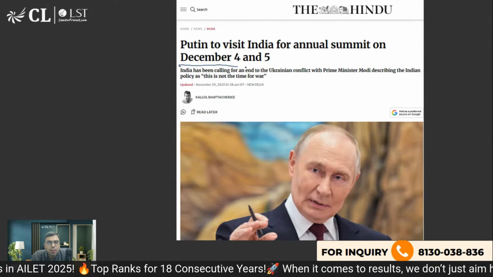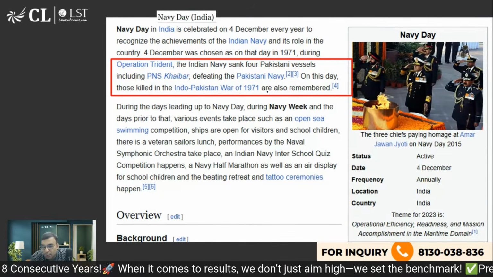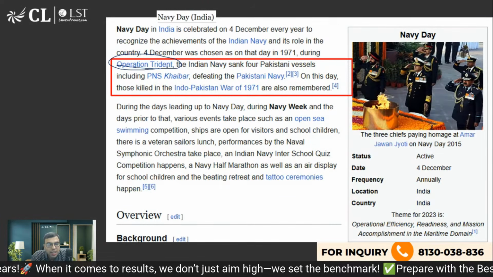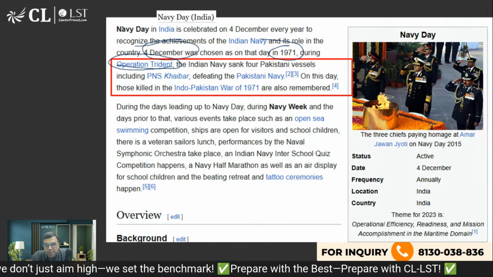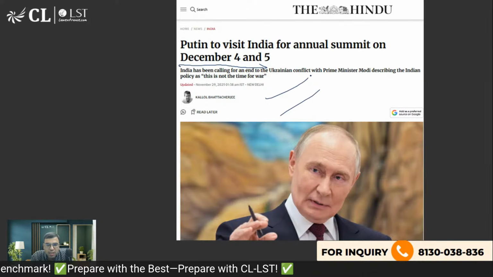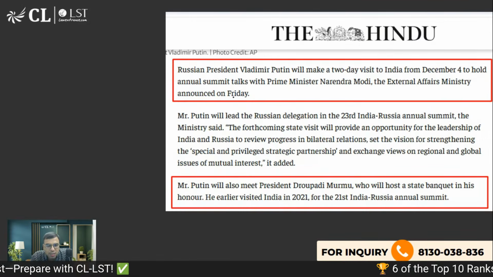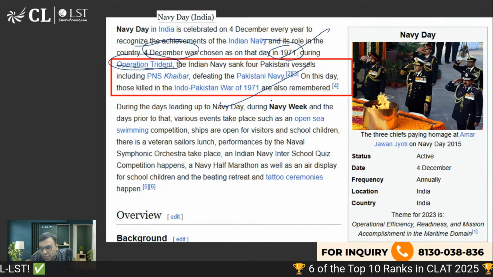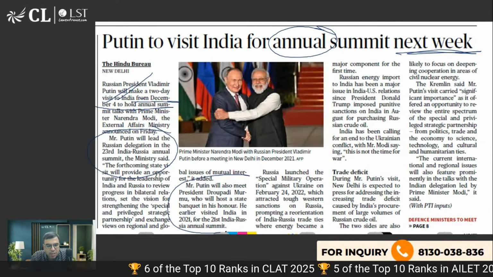So Mr. Putin will be in India on 4th and 5th December because of, yes, Operation Trident conducted in 1971. So 4th December is celebrated as Navy Day. That is also something you should know. But I'm not sure whether he will witness that Navy Day or not. But that is what came to my mind, so that's why I've decided to discuss. Okay, so we'll discuss further.